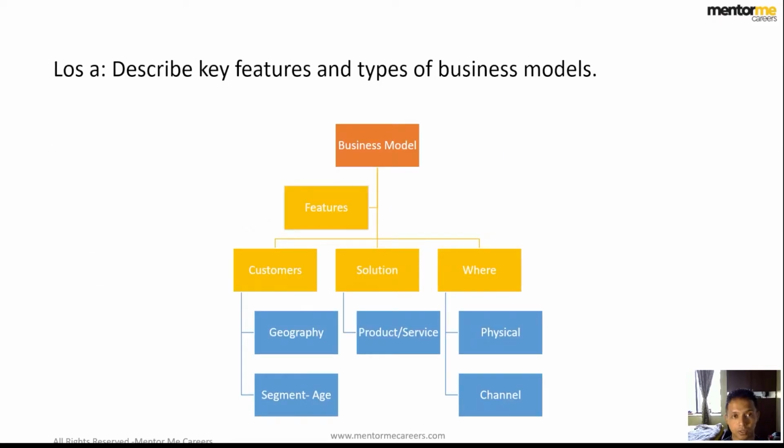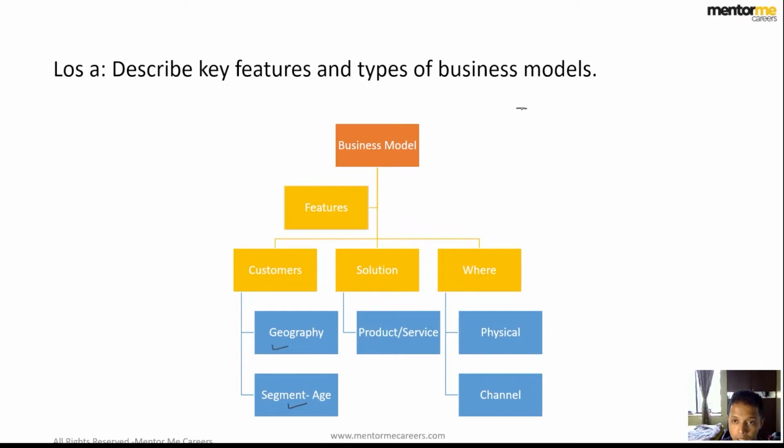Now let's go further and try to understand what we mean by these terms. When we say customers, you can speak about who your customer is in terms of geography. My customers are from America, or my customers are from Asia Pacific. You can also speak about segment or age in terms of who your customers are. Now, this is obviously a very bird's eye view of things. However, when you're actually looking at a customer in the real business sense, you want to dig down further in understanding who your actual customers are, right?